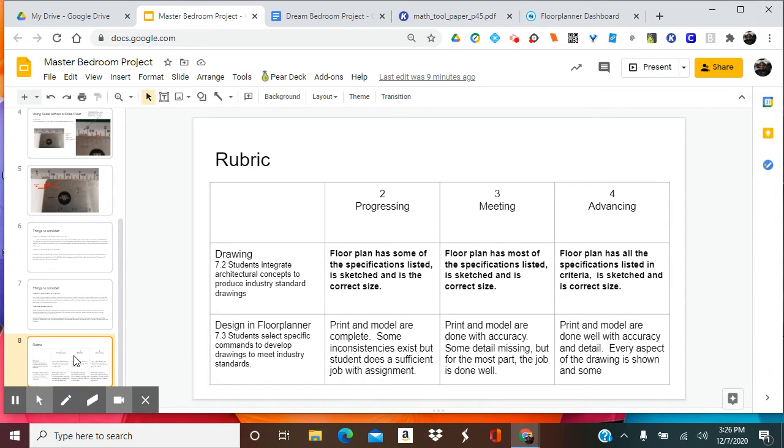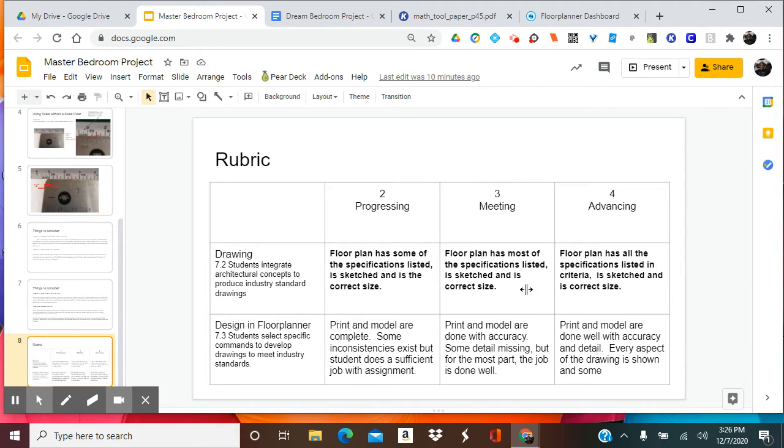This is the rubric that I will be grading it. You're going to have 2 grades for this one assignment. One grade is going to be for the drawing itself. The other grade is going to be for the 3D, the software version.